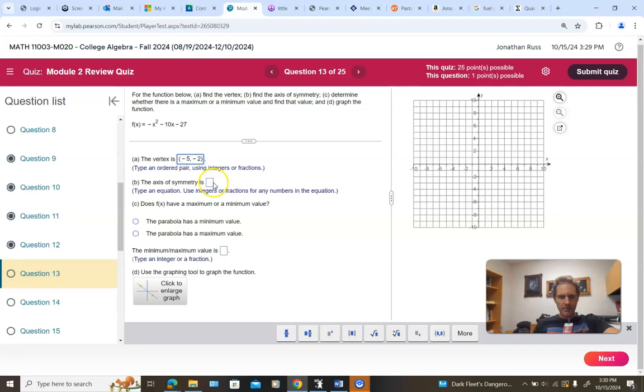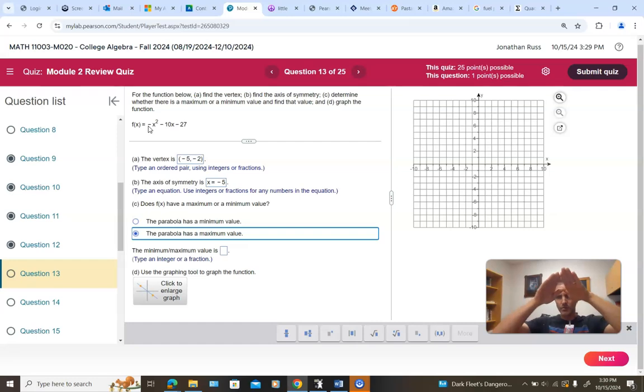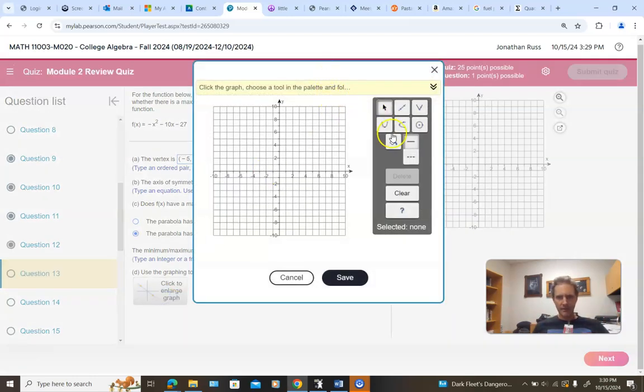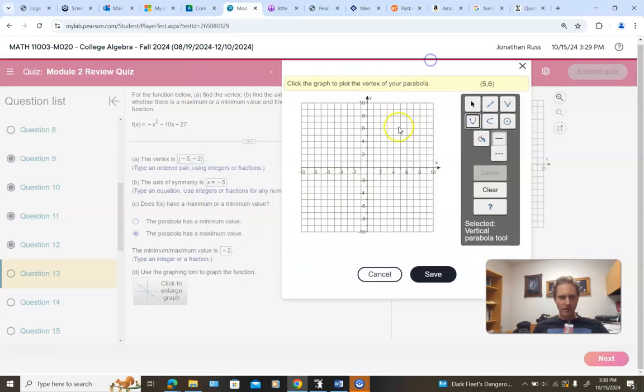And then the axis of symmetry is just going to be x equals -5. The parabola is going to have a maximum because a here is a negative number, so the parabola is going to be opening downwards. And then the maximum value will actually be -2, the y coordinate, or the function value, okay? And then lastly, to graph it, -5, and down 2, there we go.